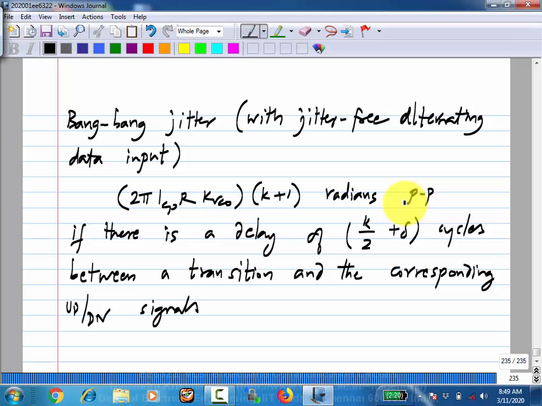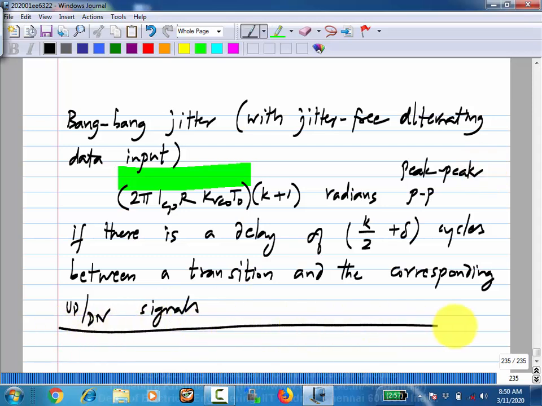Oh yeah, sorry. This here is the amount of phase drift for up in one cycle, and if you have it for k plus 1 cycles, you will go by so much. This is the peak to peak value. Okay. And this depends on the latency.